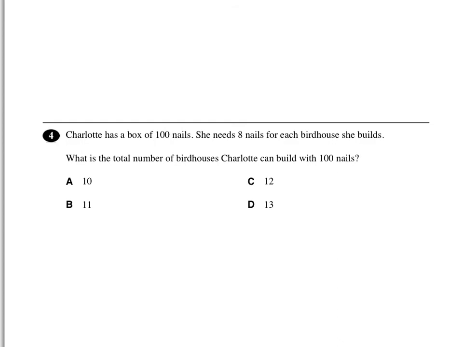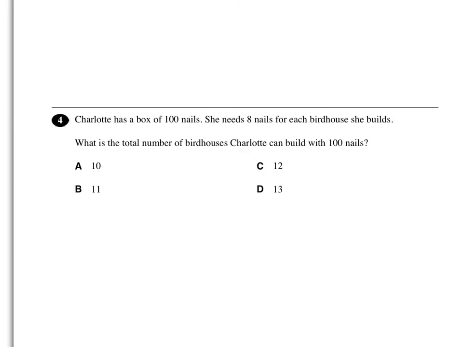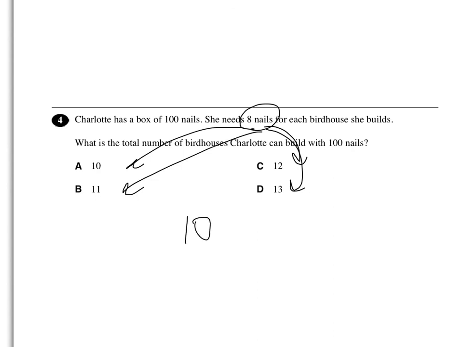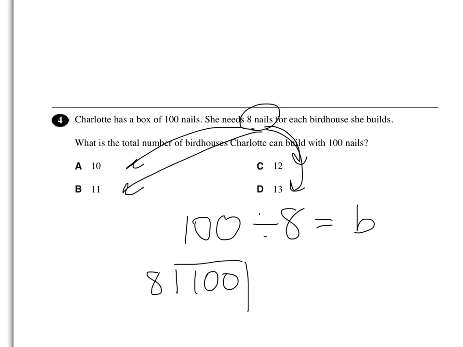So the total number of birdhouses she can build means they can't use over 100 nails. So if they're going to use 8 nails per birdhouse and multiply by each choice, the number that is not over 100 would be what works. The other way to think about it is 100 divided by 8 equals the number of birdhouses she can build. And again, students would do this division problem the same way. How many equal groups of 8 can they use to build the birdhouse?